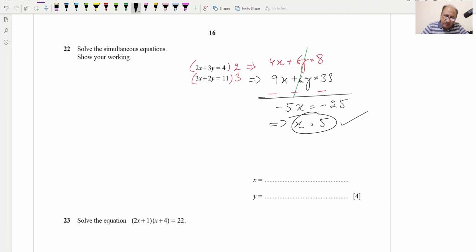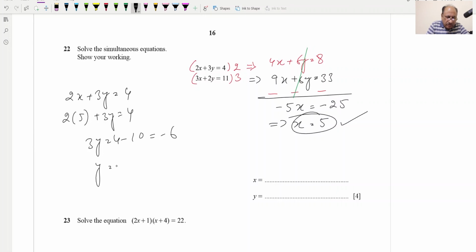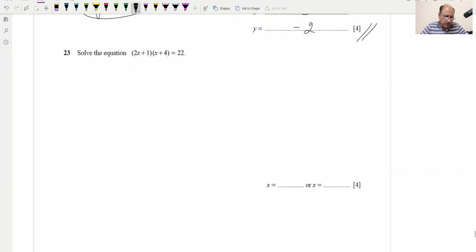This value we can replace in any of the original equations to find the value of y, and I'm replacing in the first one. So 2x plus 3y is equal to 4, and the x value is 5. So 2 into 5 plus 3y is equal to 4. So 3y is equal to 4 minus 10, and this is equal to minus 6. So y is equal to minus 2. So these two values we can provide over here, and you can see this is a very simple 4 mark question which we are done.